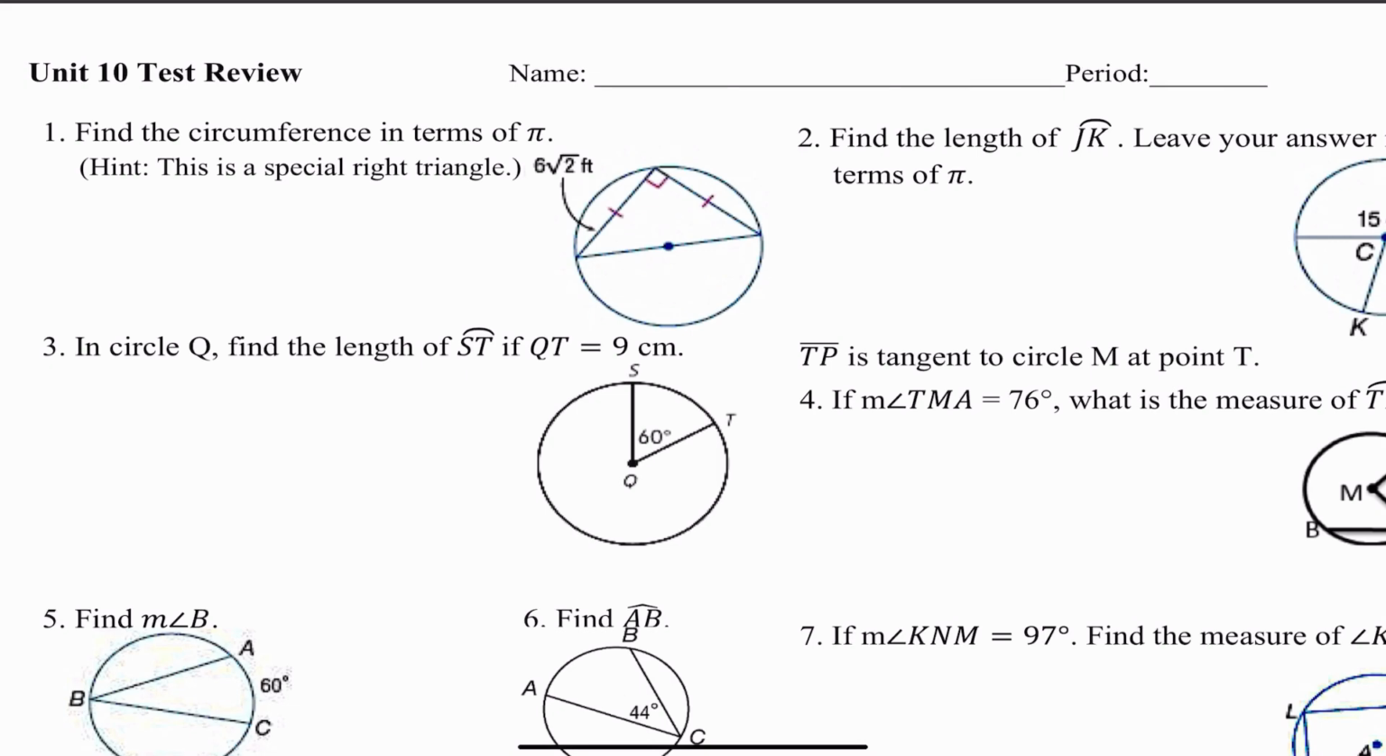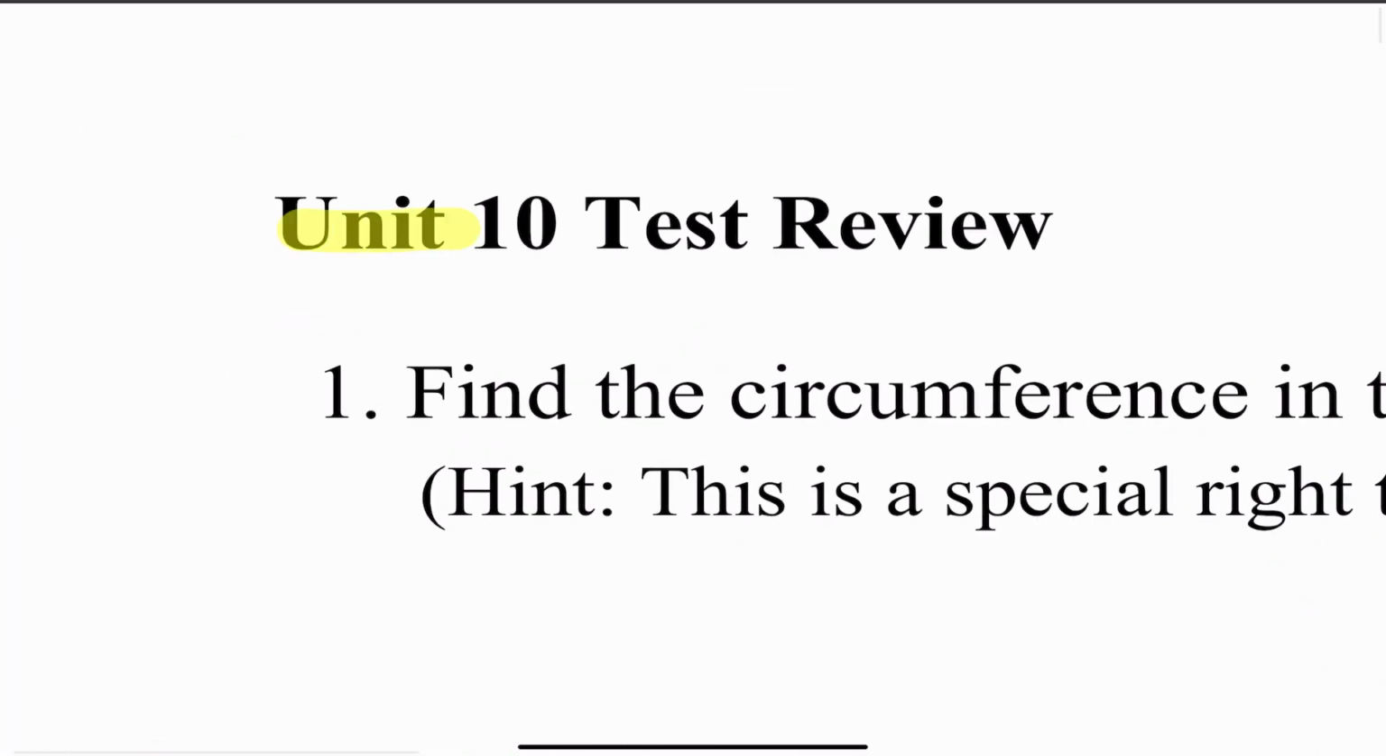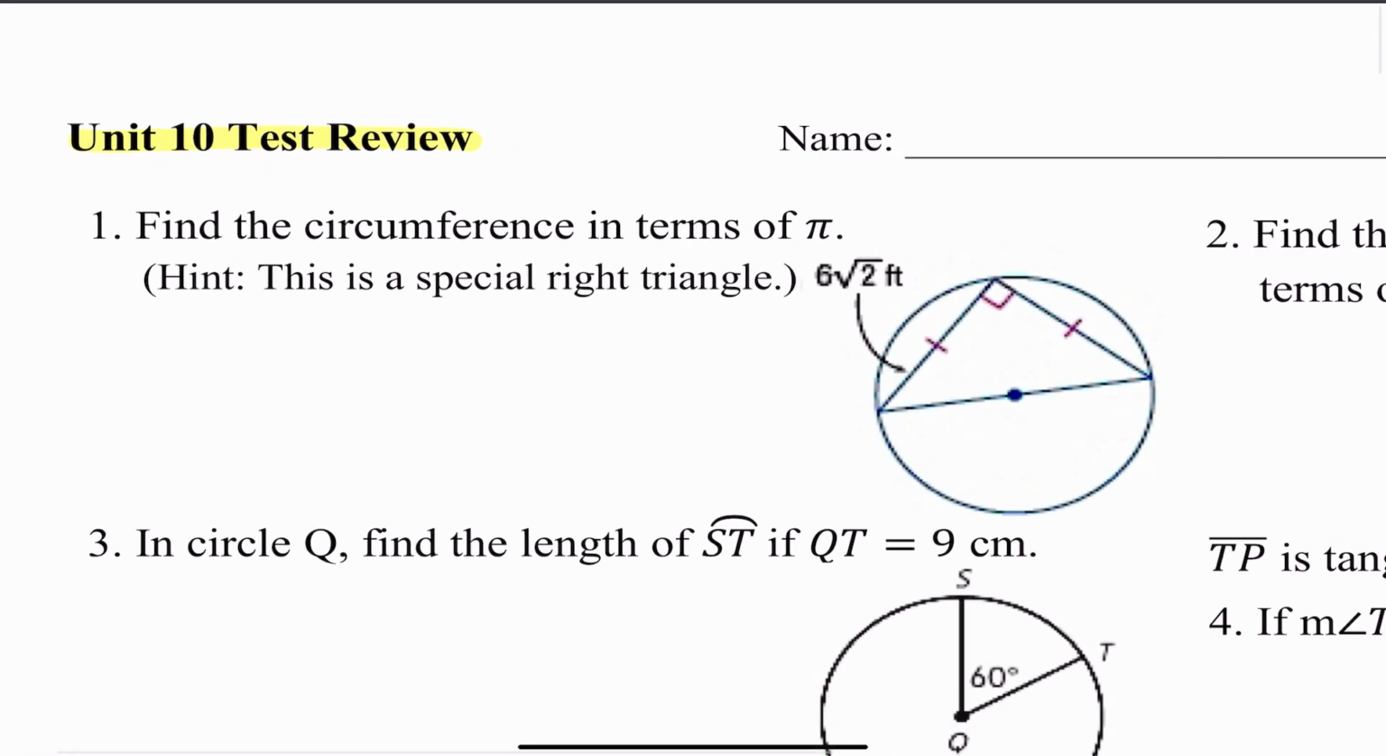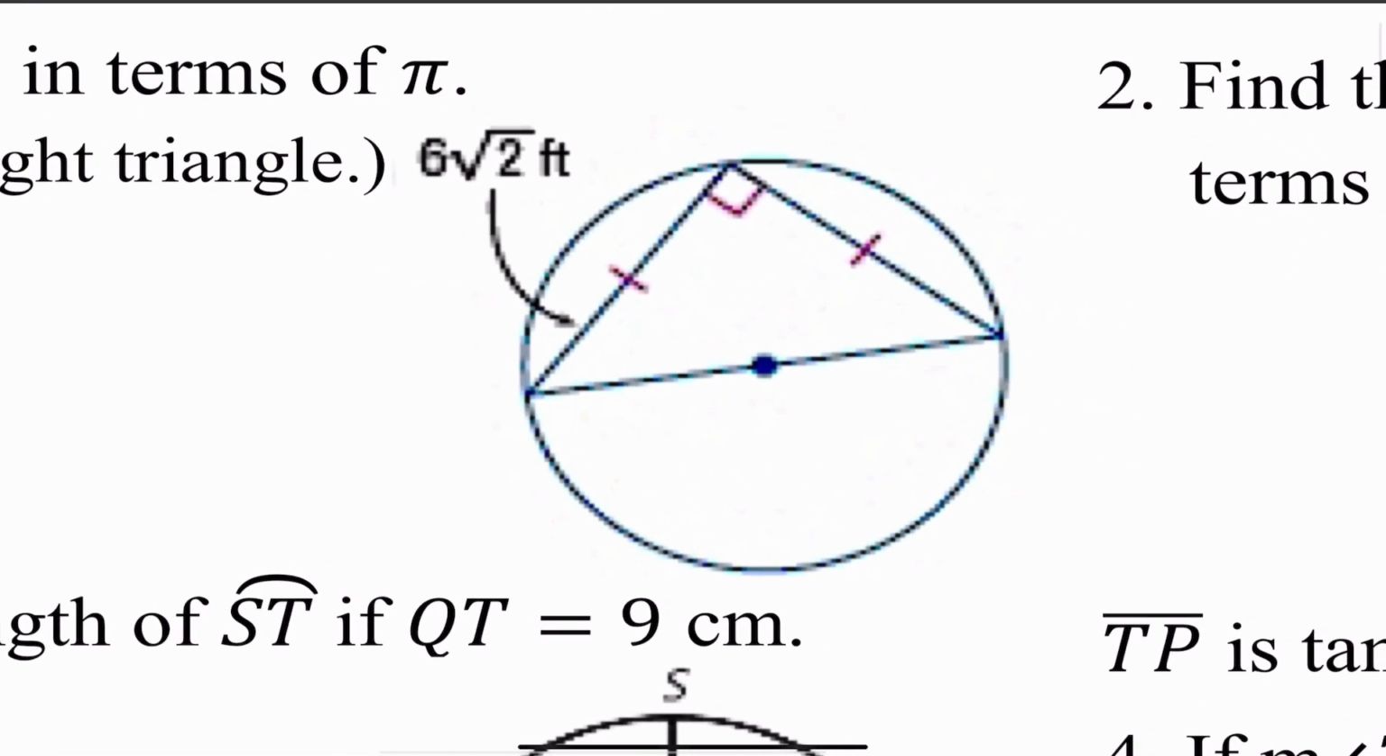Alrighty, so let's go ahead and take a look at the first page of the Unit 10 test review. Number 1, it says find the circumference in terms of pi. Hint, this is a special right triangle, which is good review because we're going to be needing special rights for Unit 11. So take advantage of this, recall special rights, and then do this problem and be prepared for Unit 11, okay?